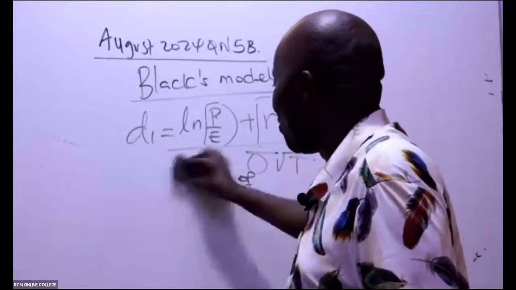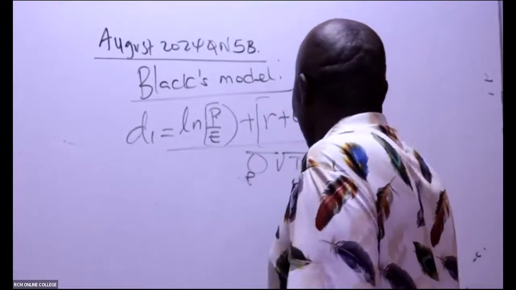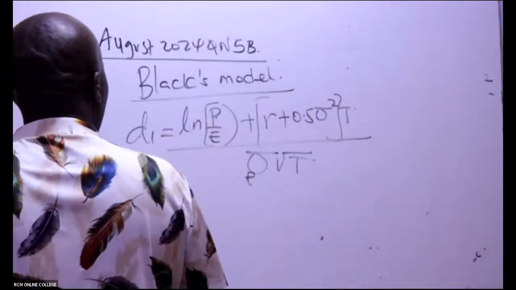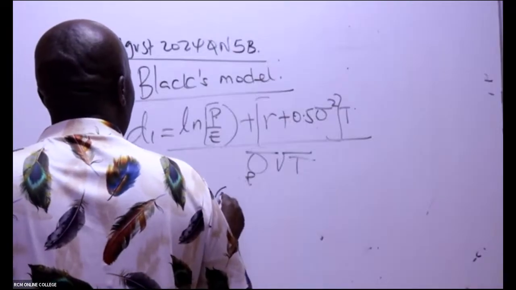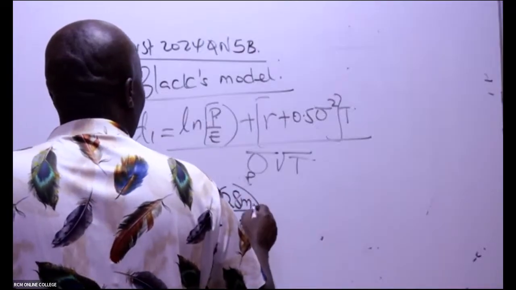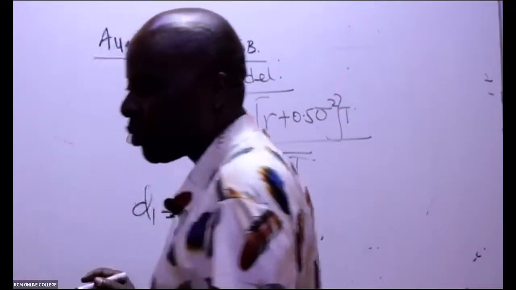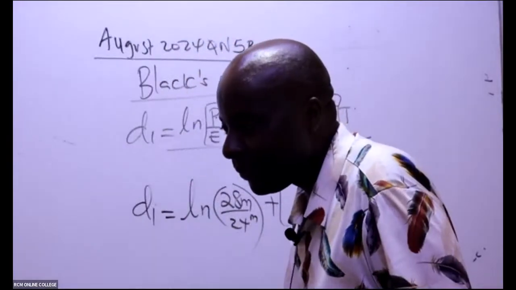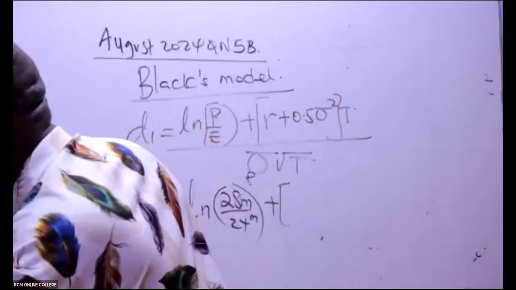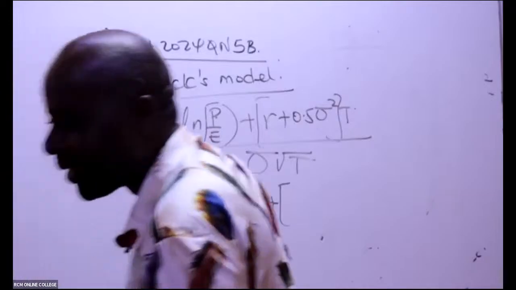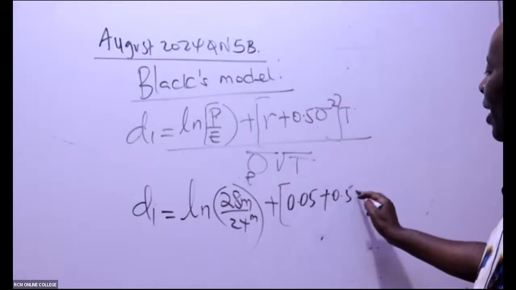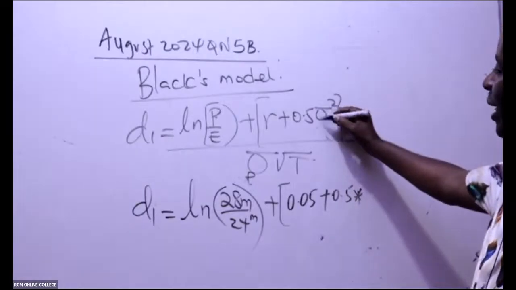Let's go ahead and get this D1. So our D1 will be equal to the Napierian logarithm of 28 over 24. Of course, million and million will cancel. Plus, have they given me the risk-free rate of return over here? 5%, right? So 0.05 plus 0.5 times, what is the standard deviation given in the question?